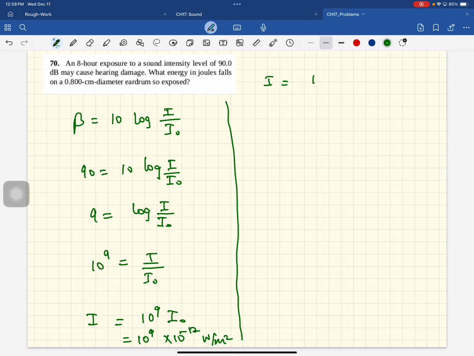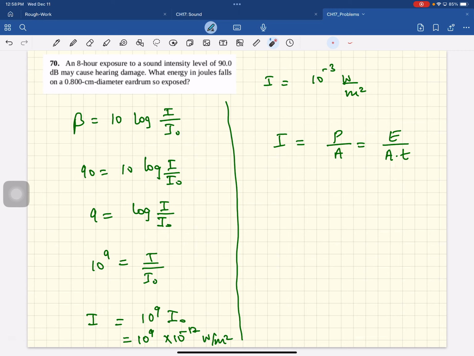I is 10 to the minus 3 watts per meter squared. Now intensity is power over area. Power is energy over time. So intensity is how much energy fell on per unit area in this much time.